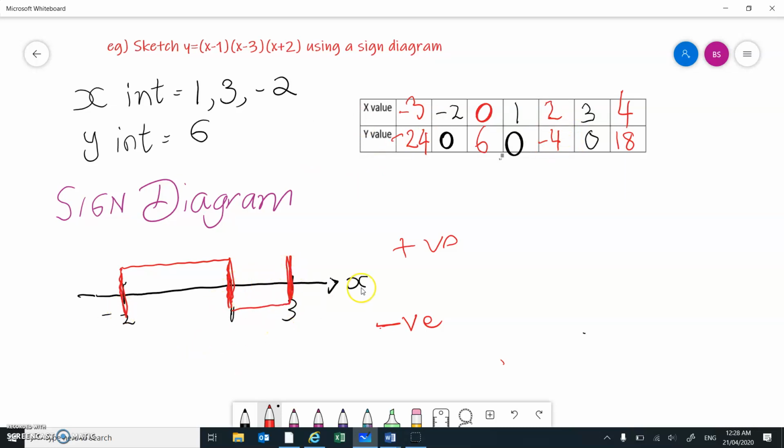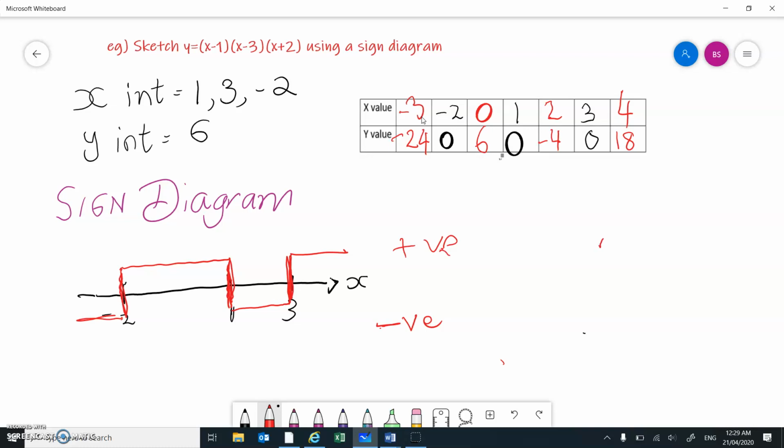We have to do the ends as well. Greater than 3, what's happening to the y value? It's positive, so it's up this end. And if we look at this end here, so less than -2, what happens to the y value? The y value is -24. That's here. So how does it help us to draw the actual graph? That's positive, by the way.